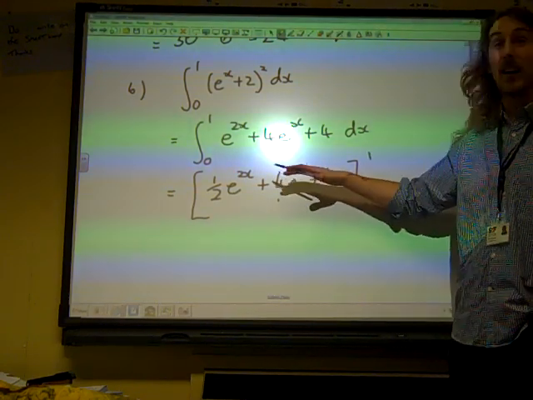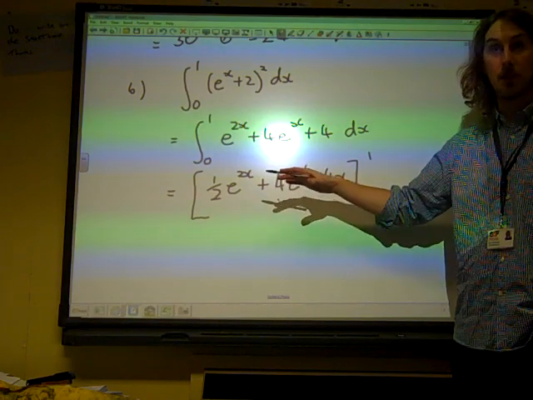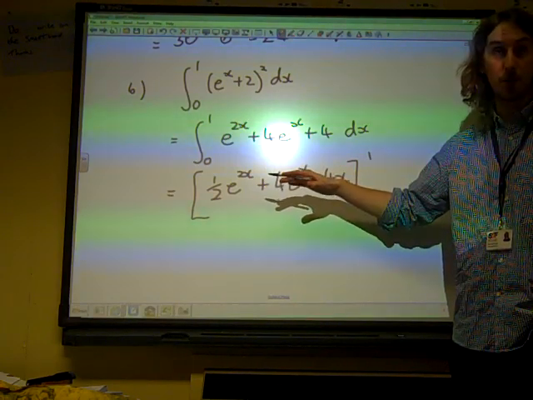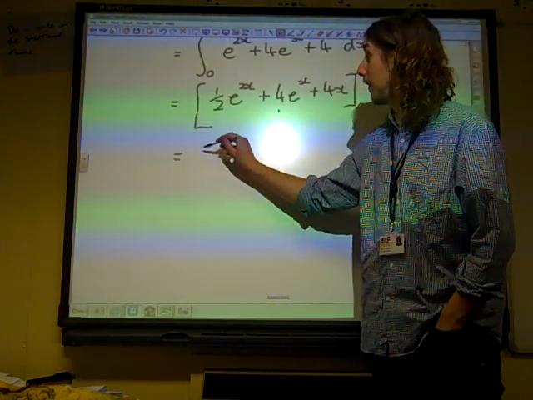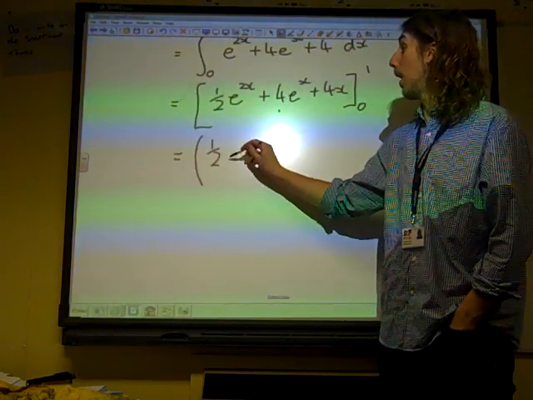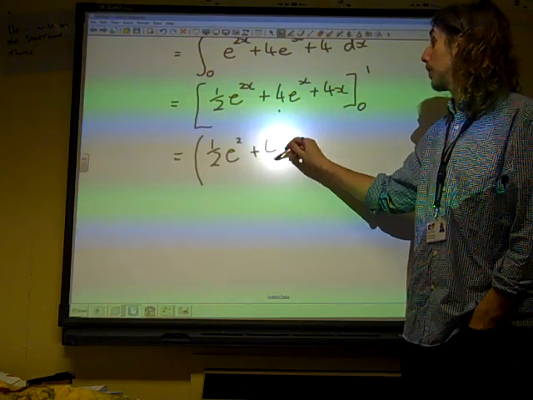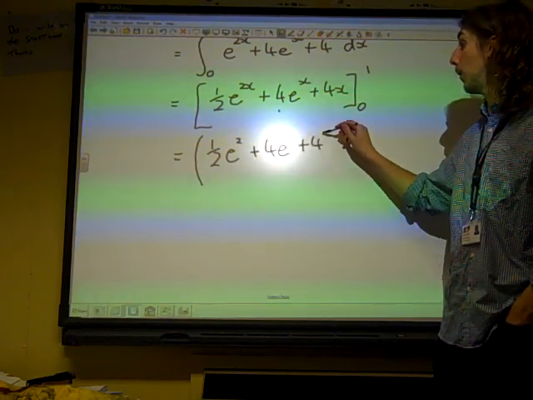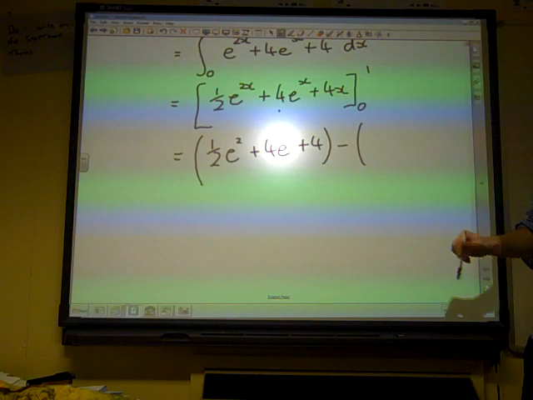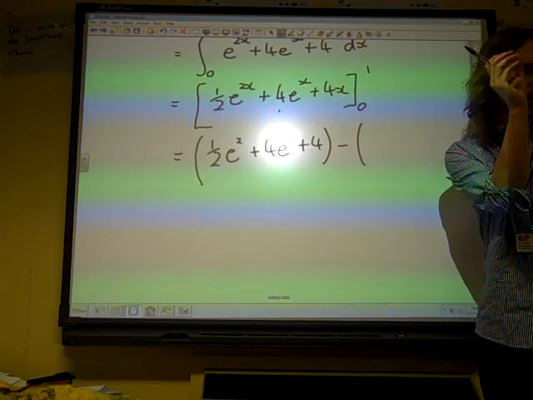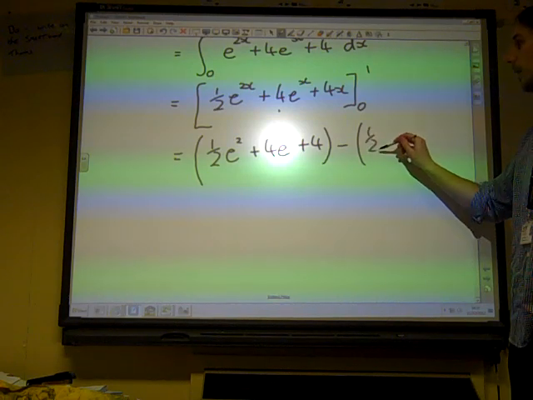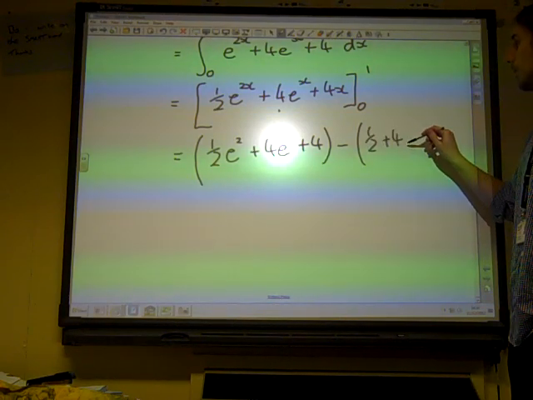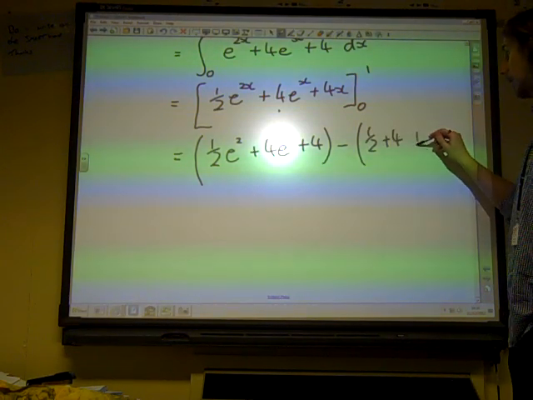Actually, having got here, we're just about there. In fact, we've got most of the marks already. We've got 3 out of 4 marks just for getting to there. We put the limits in now, but we've done all the hard part. A half e squared plus 4e plus 4, take away, and if you put 0 in as the power of e, then you've got 1, haven't you? So we've got a half plus 4, and then we'd have a 0 at the end.